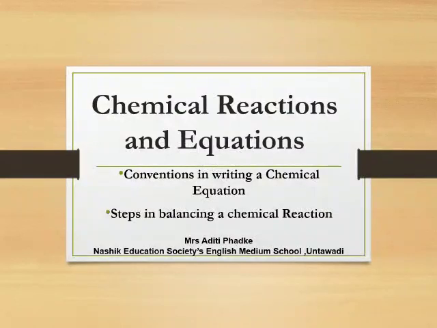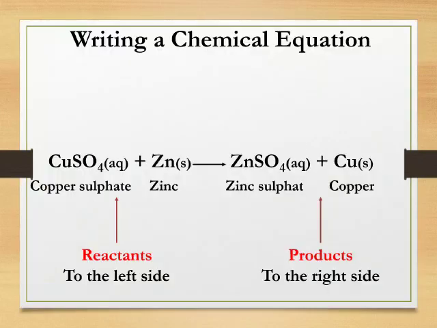In this session, we are going to find the conventions in writing a chemical equation and steps in balancing a chemical reaction. This is a chemical reaction. CuSO4 plus Zn gives ZnSO4 plus Cu, that is copper sulfate plus zinc gives zinc sulfate plus copper. Now let us find out various conventions used in writing chemical equation.